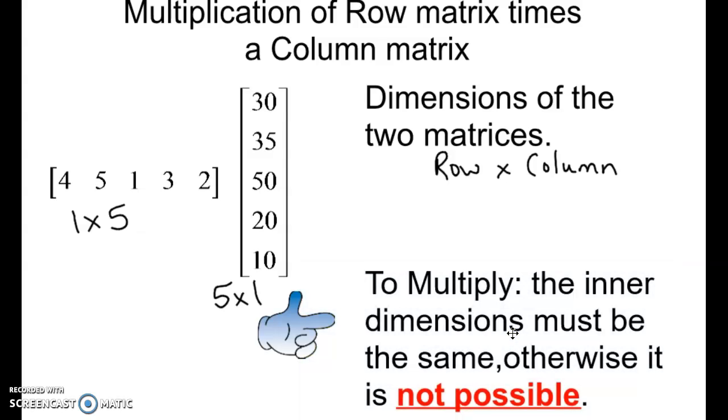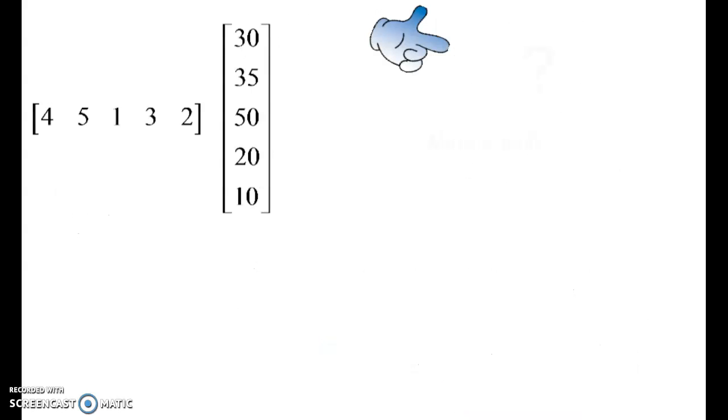So when we multiply, the inner dimension has to be the same. If I want to multiply these, we can see that the inner dimension was 5 and 5. We will be able to multiply them. If it is not the same, it's not going to be possible to multiply them. So let's practice multiplying them.